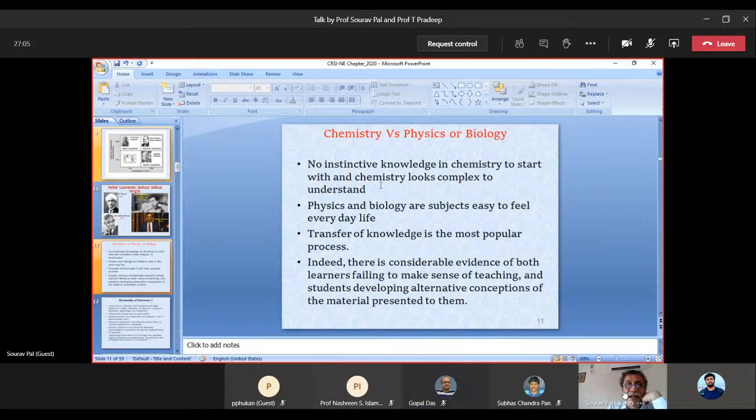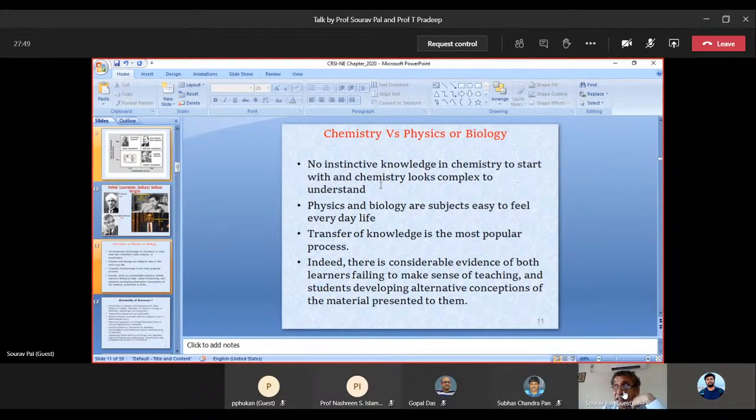Yeah. So when we always believe the starting of chemistry is very difficult, there is the instinct in chemistry. That is why I feel at the school level, children are interested in physics and biology. Biology is something that you feel. But chemistry happens by transfer of knowledge. Whatever is experience, they can't feel it on their own. So many times in this transfer of knowledge, the learner makes sense of the teaching with alternative concepts of the materials presented to them. Teaching of chemistry is very difficult.